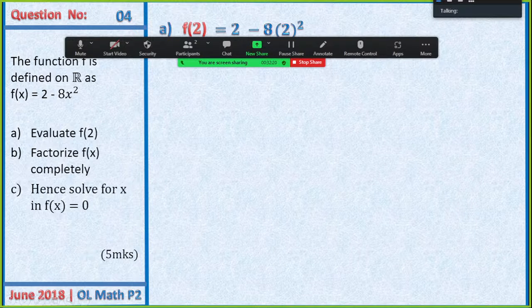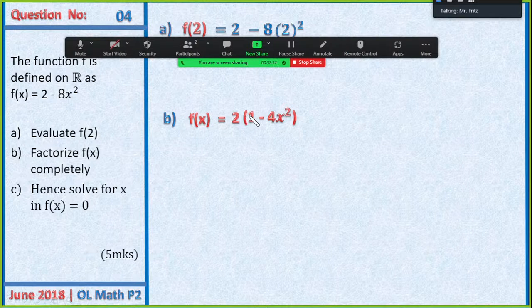So these are f of 2. Now b, they say we should factorize f of x completely. To factorize f of x completely, we'll first of all start by seeing that this 2 is a common factor. So we'll factor it out so that we can have a clear difference of 2 squares. So we factor out this 2, we have 1 minus 4x squared. So we have 2 into 1 minus 4x squared.